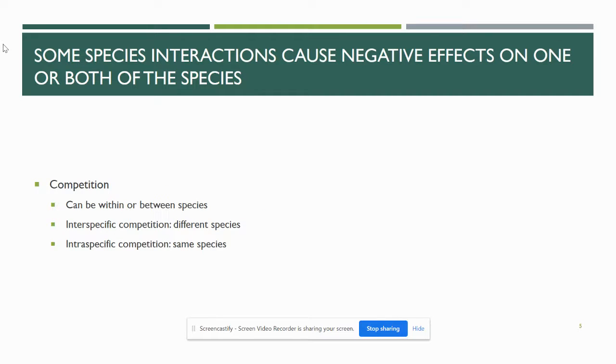Starting with competition. Competition can occur within or between species. If there is competition between different species, it is interspecific. If it is between the members of the same species, it is intraspecific. And organisms compete for a number of different things, but usually we're talking about food and other resources like shelter.